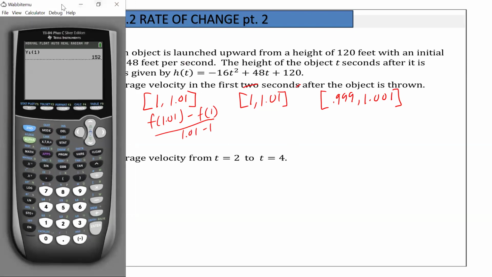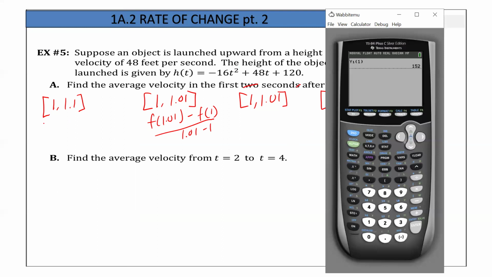Go to the other side. There we go. So f of 1.1 minus f of 1 over 1.1 minus 1. All right, so you can press alpha variable, which is just the green button and the variable button. So you're going to press that first. I cannot because my calculator has limitations. When I press that, it does nothing.